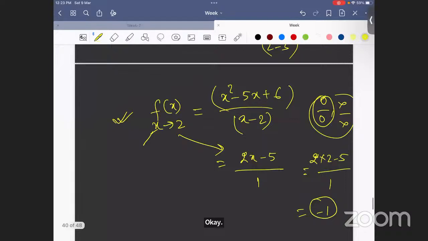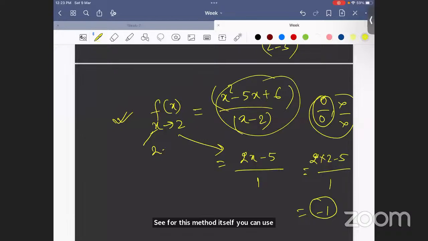For this method itself, you can put in some values greater than 2 and then calculate it. How will you calculate that value? Can you give me a method? The calculation will be a bit tedious, right? It's better to use some standard method that has been given to you.